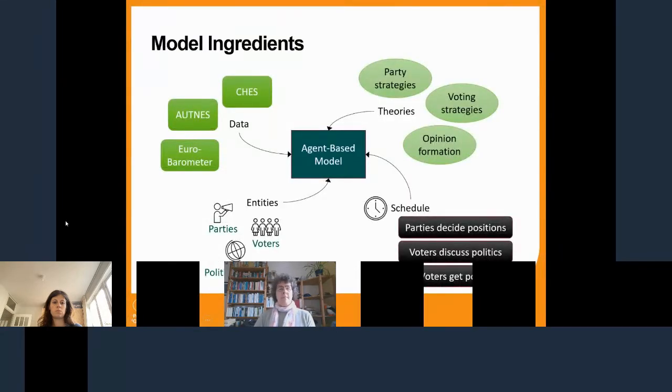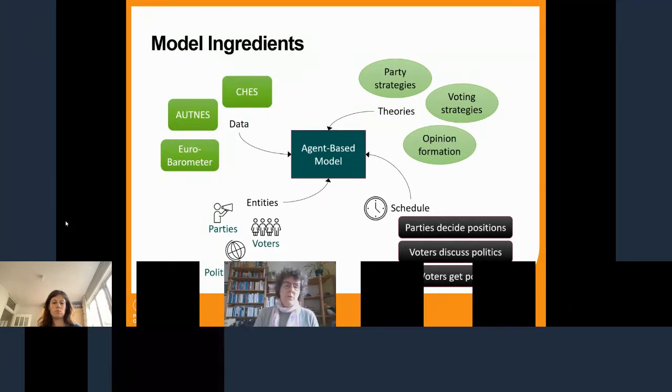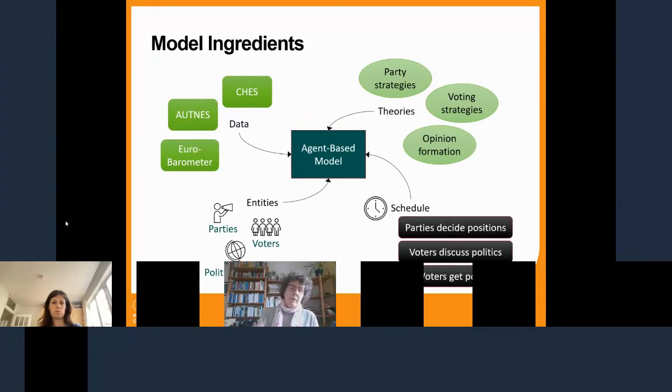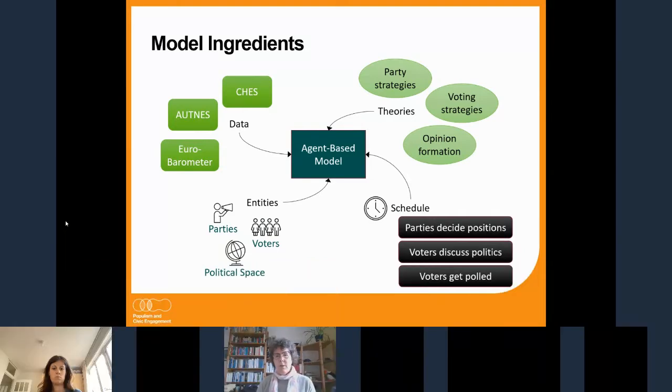The model I've done consists of lots of ingredients. So we have voters and parties that are positioned in a political space. Both the voters and the parties are initialized with empirical data, as I said, the national election study for the voters and CHES for the parties. And we've defined the political space as joint issues that appear in both of these surveys. We have identified 7 different issues, from economy and welfare state to immigration and society.